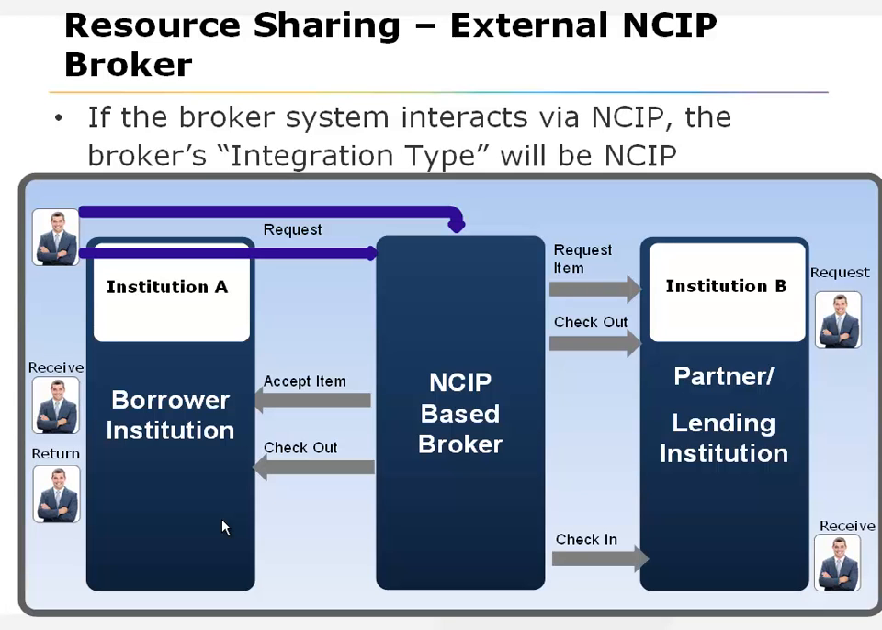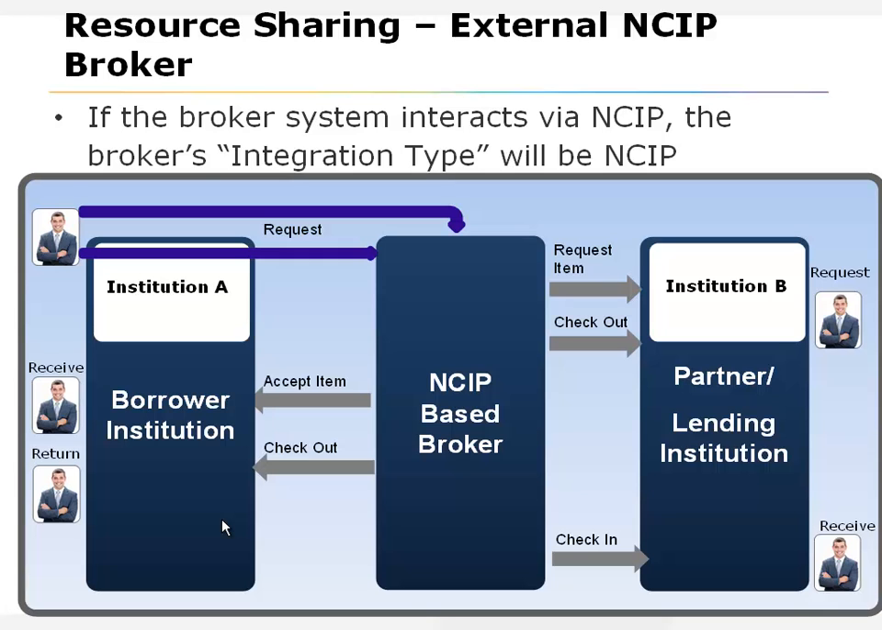When the item is received back at the lender, this receive action is again registered at the broker system, which notifies Alma that the item has been received back and lets Alma start the process of putting the item back in its permanent shelving location. So this is the diagram. We'll look at the details in just a minute.